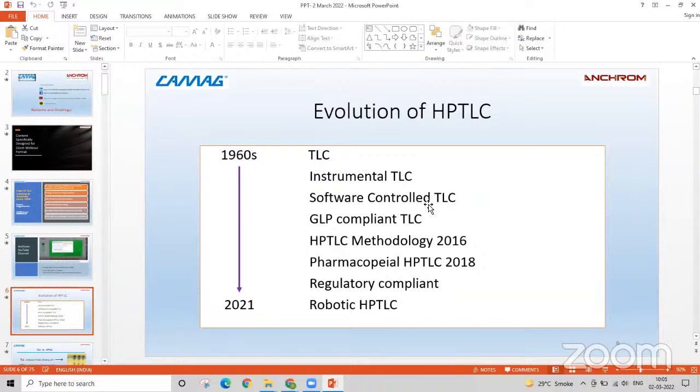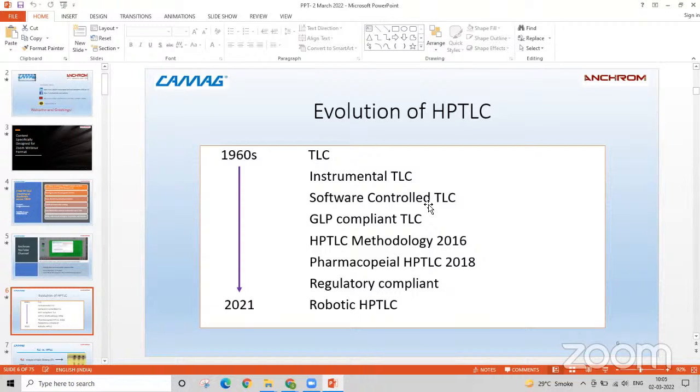Then the instruments were introduced, but those were very simple instruments. There was no control on how much sample you applied on your plate, how you are developing your plate, in what humidity conditions you are developing the plate. There was no control on anything. Therefore, people used to get a lot of variation in the result.